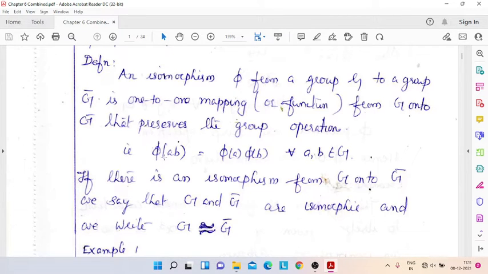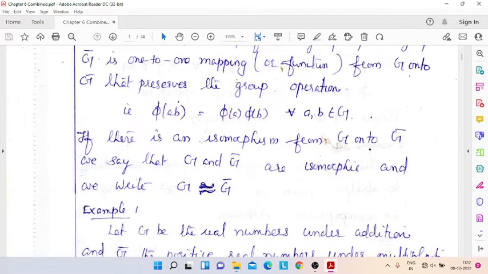Here, on the left side the operation is the operation in the first group, but on the right side the operation is the operation in the second group. So let's again state that definition. An isomorphism phi from the group G to G bar is a one-to-one mapping from G onto G bar that preserves the group operation: phi of AB equals phi A phi B for all pairs of elements A, B in G.